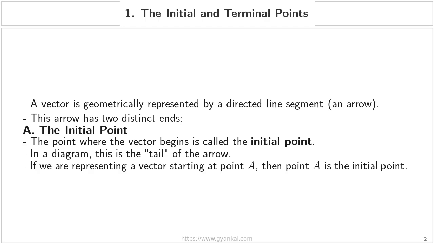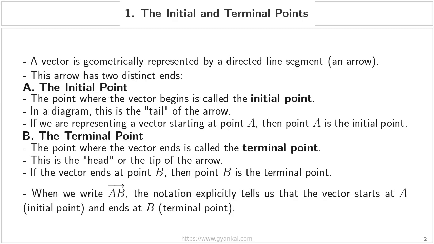First, let's talk about part A, the initial point. Think of this as the starting line. The point where the vector begins is called the initial point. If you're looking at a diagram, this is the tail of the arrow. So, if we have a vector that starts at point A, then point A is our initial point.